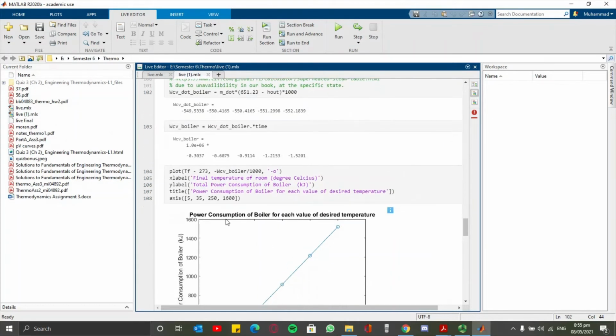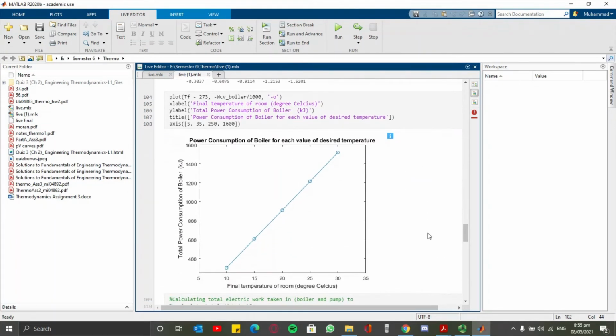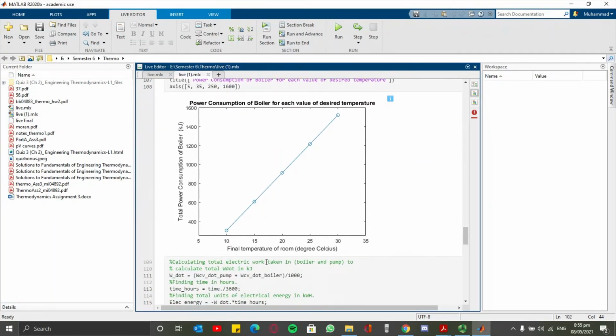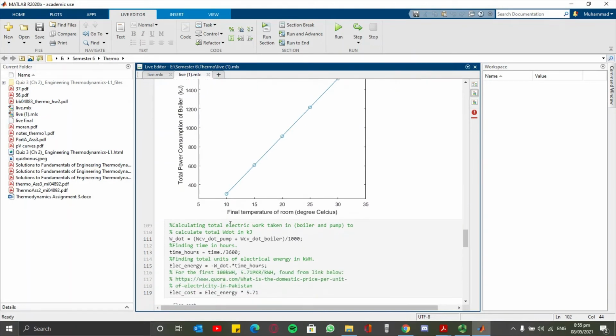So again we plot the power consumption of the boiler for each value of the desired temperature. So again we see that it's a linear graph, and for 30 we need about 1580 kilojoules of energy, while for 10 degrees we need about 250 something kilojoules.